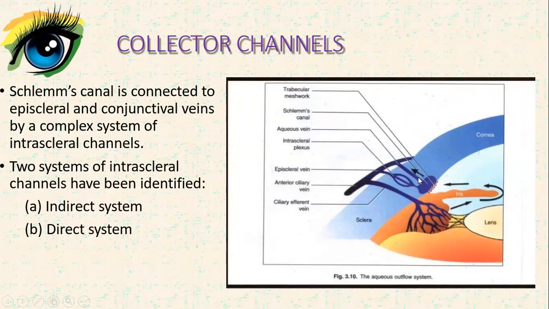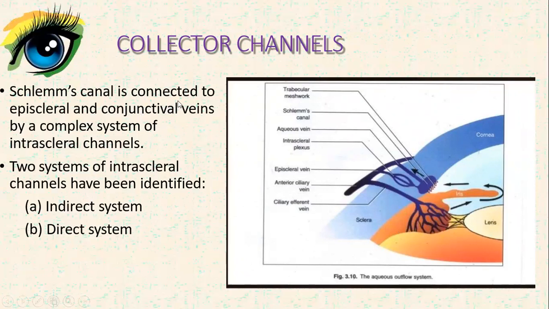Then it goes to the aqueous vein, and what else? They go to the episcleral vein. So that's the other way we have also. There are two directions actually, an indirect one and a direct one. So you need both of them. This is a direct one, and the indirect one is also present together.